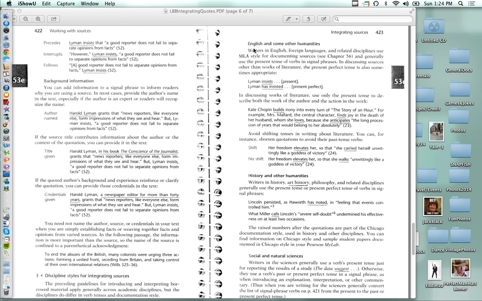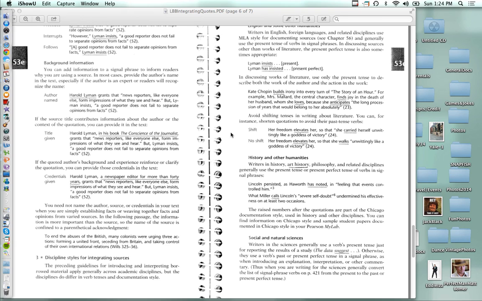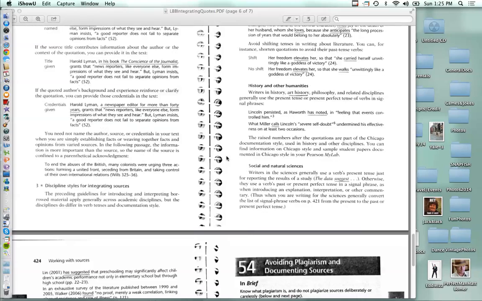In English and other humanities, we use MLA style. History and other humanities also might use it, but in English, when you're talking about literature and that kind of thing, like "Kate Chopin builds irony into every turn of the story of an hour," this is present tense here. She loves, she anticipates. But that's really only when you're analyzing literature. The kind of papers that you guys are probably writing has something to do with sociology or current events or some kind of social science or health science, that kind of thing. Those papers tend to be in past tense. So writing all the way through in present tense is not easy. It's quite difficult, so I just recommend that you write in past tense and don't worry about it too much.